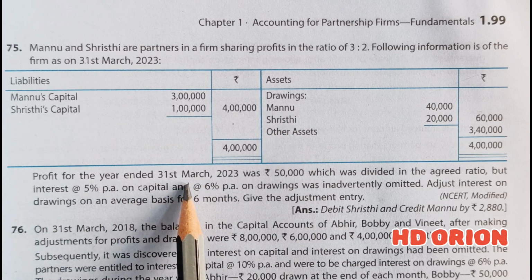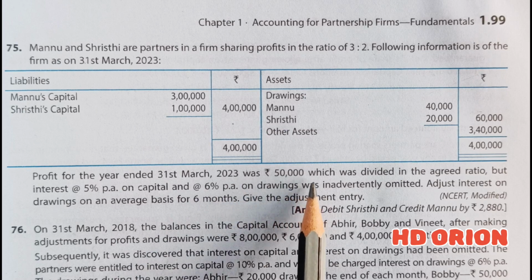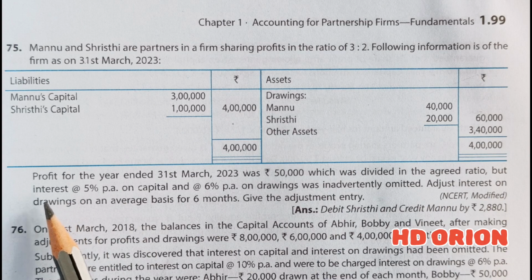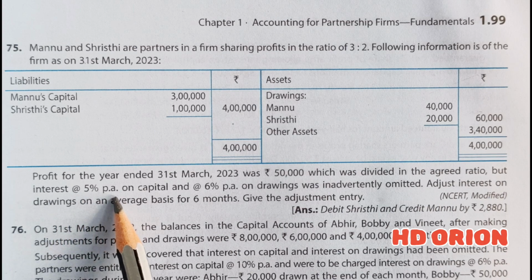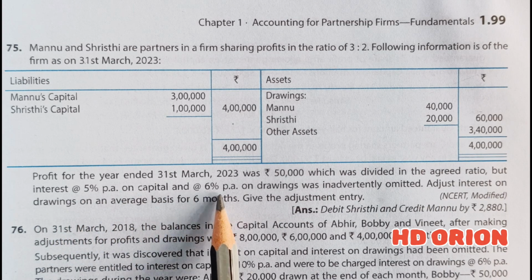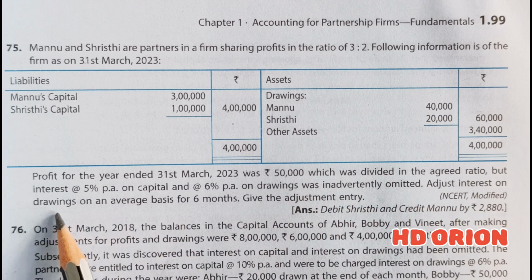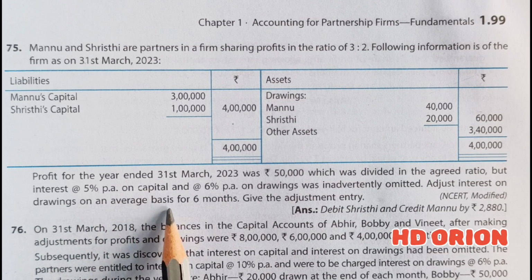Profit for the year ended 31st March 2023 was rupees 50,000, which was divided in the agreed ratio, but interest at the rate of 5% per annum on capital and 6% per annum on drawings was inadvertently omitted. Adjust interest on drawings on an average basis for 6 months. Give the adjustment entry. So let us see the detailed explanation of it in the solution.